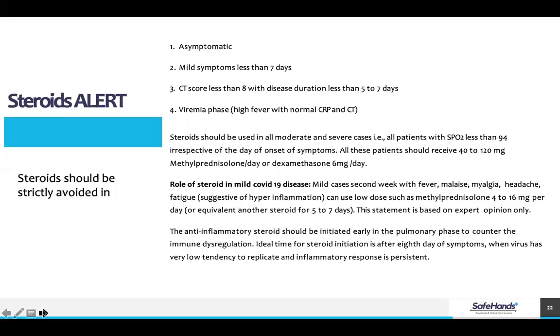Role of steroid in a mild case of COVID-19 disease. Mild cases in the second week with fever, malaise, myalgia, headache, fatigue can use a low dose such as methylprednisolone 4 to 16 mg per day, or equivalent of any other steroid, for 5 to 7 days. This statement is based on expert opinion only. Anti-inflammatory steroid should be initiated early in the pulmonary phase to counter the immune dysregulation. The ideal time for steroid initiation is after 8 days of symptoms, when the virus has a very low tendency to replicate and the inflammatory response is persistent.